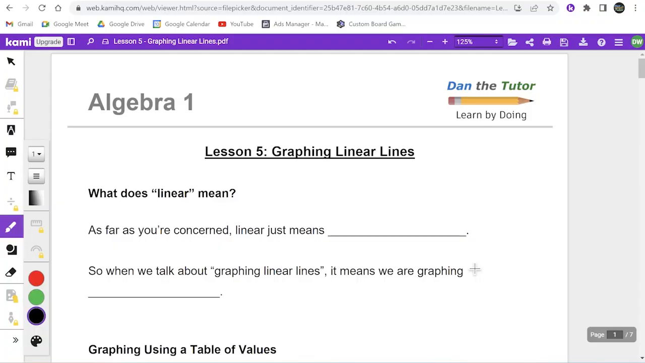Hello everyone, my name is Dan the Tutor, and welcome to Lesson 5 of Algebra 1, where today we're going to be talking about graphing linear lines.